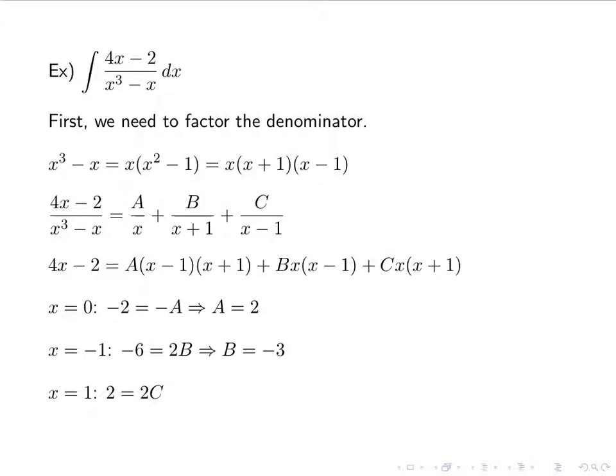So if you do this correctly, whichever denominator you're setting equal to 0, the other letters will cancel out, and the letter above it is the one you're solving for. So when x is 0, I solved for a. When x was negative 1, I solved for b. Now that x is 1, I'm solving for c. And I get that c is 1.